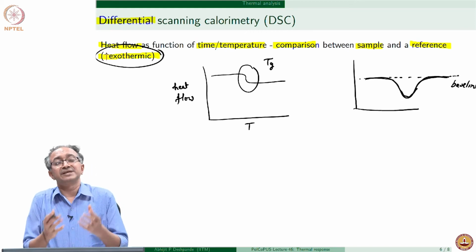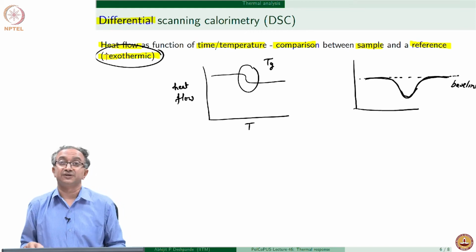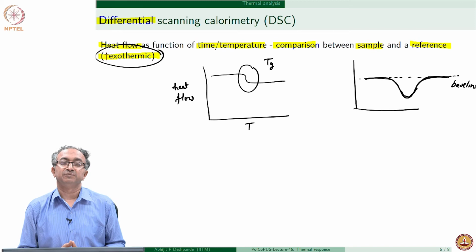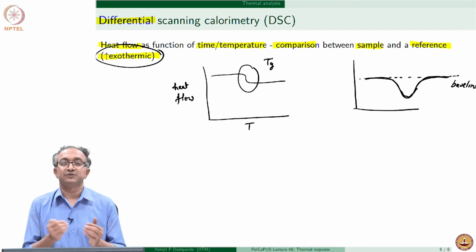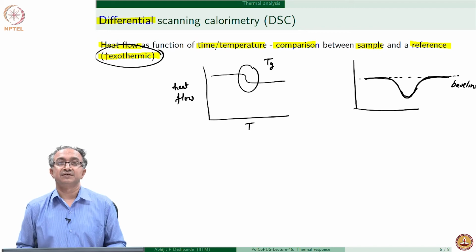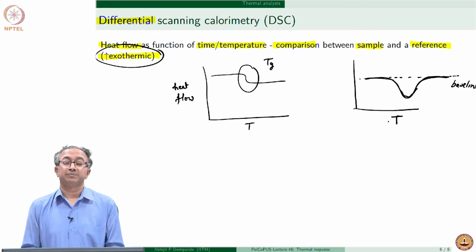And so, what are the endothermic processes that you know of? And especially in case of a macromolecular system, what may be the set of endothermic processes that you can think of? So, one possibility is of course melting, because when we have to melt the crystal, we have to supply heat. The other possibility could also be degradation. So, just by looking at this, it is not easy to say what the sample may be undergoing.